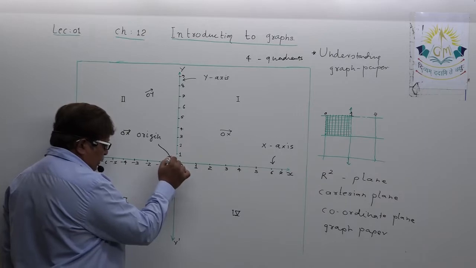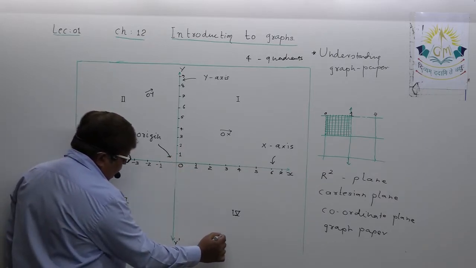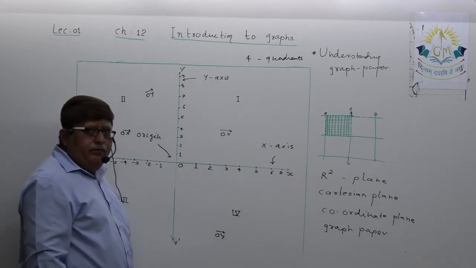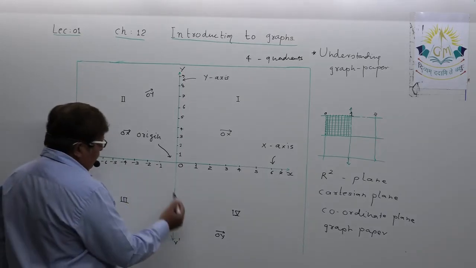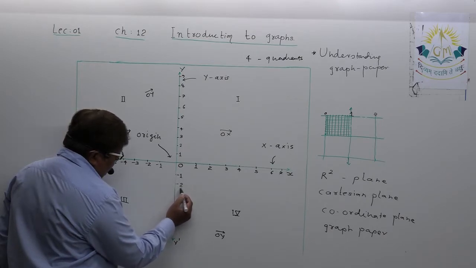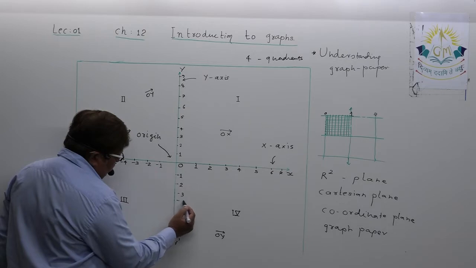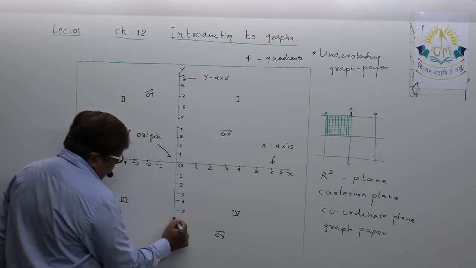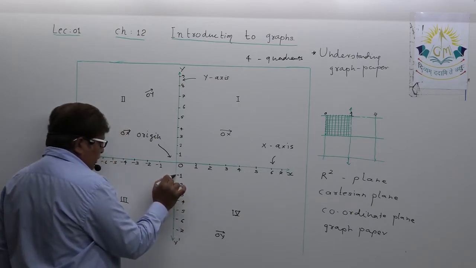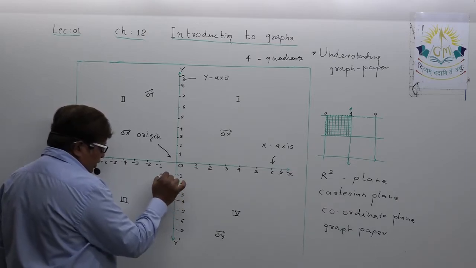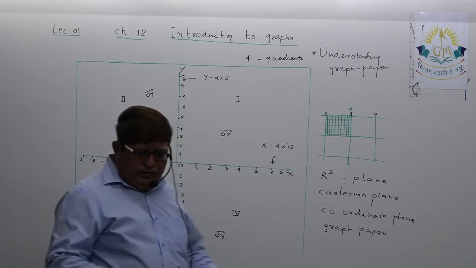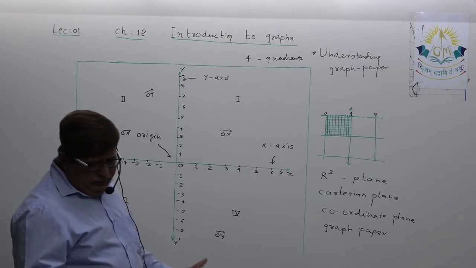Similarly, dear student, OY dash, this one, is known as the negative y axis, where you will show negative numbers. -1, -2, -3, -4, -5, -6, -7. Remember, dear student, the number has to align with the hard line. In between, there are 10 lines. So we have represented the numbers. First, you please do this much.